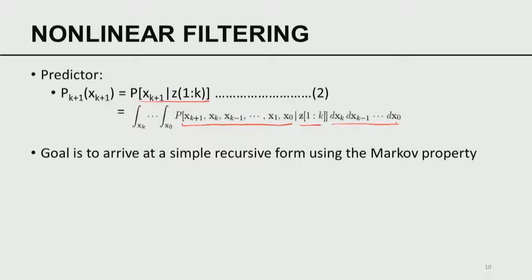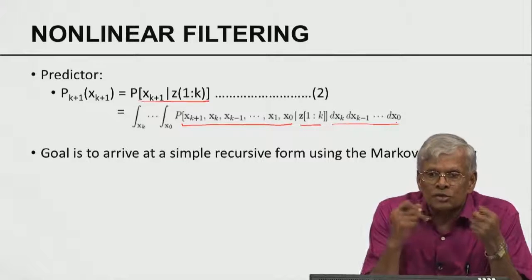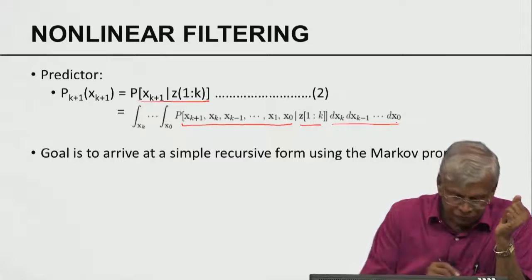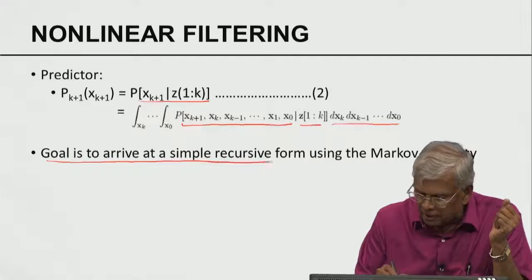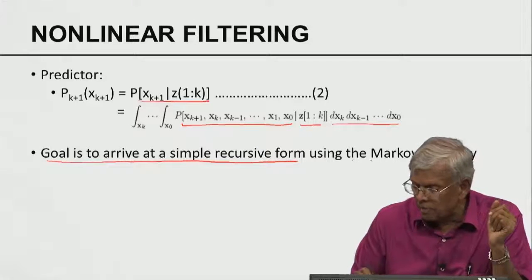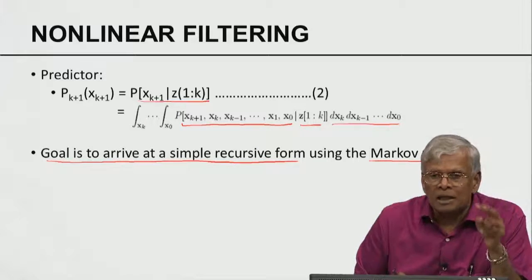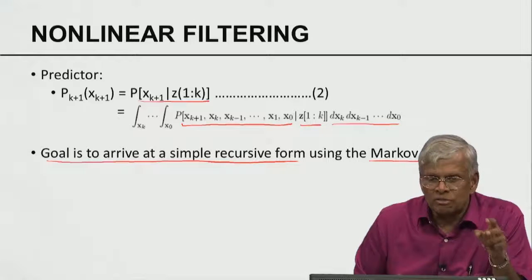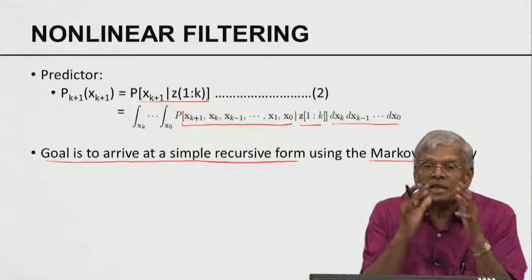These two densities in principle make sense, but these are all not in recursive form. So what is our goal? To say I have a nonlinear filter is to be able to rewrite these two equations 1 and 2 in a recursive form. So we arrive at a simple recursive form, and who is going to provide the key to this recursive form? The Markov property, the underlying Markov property of the stochastic model. Please understand, that's the key.